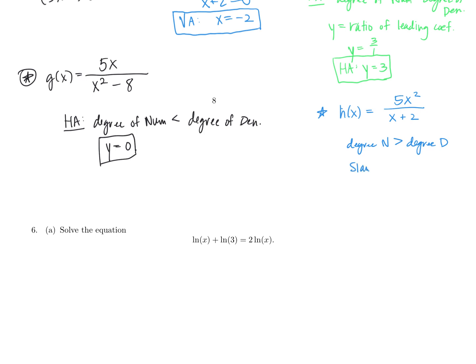You will have a slant asymptote. To find the slant asymptote, you use synthetic division and divide, and then you get your slant asymptote. It'll be y equals whatever you get, your quotient, from synthetic division. Ignore the remainder. You literally just cross off the remainder and ignore it, and just say y equals the quotient, and that would be your slant asymptote.